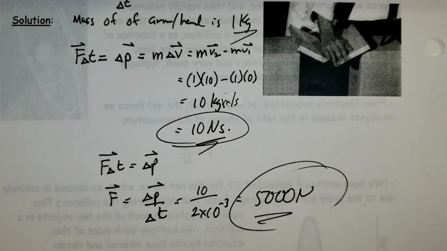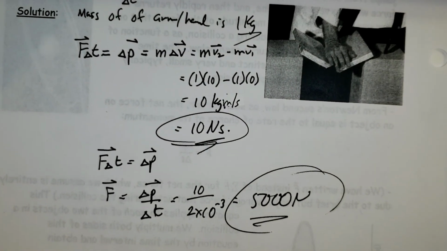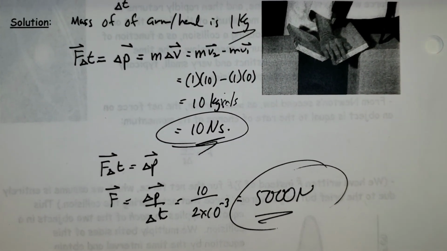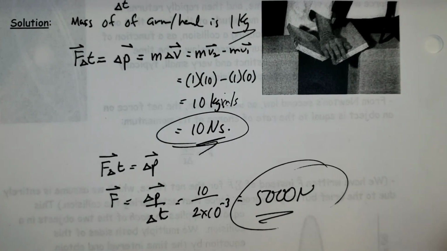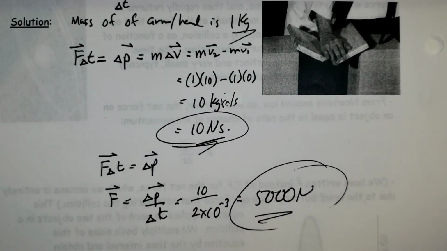Right, so there you have it. That's CO2.3. You should be able to do the assignment, dealing with the introduction of impulse and its equivalence to change in momentum.